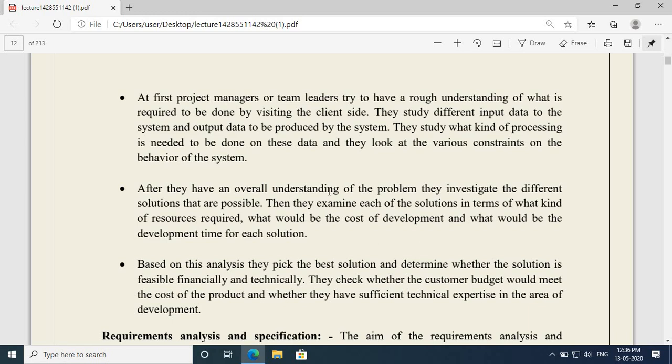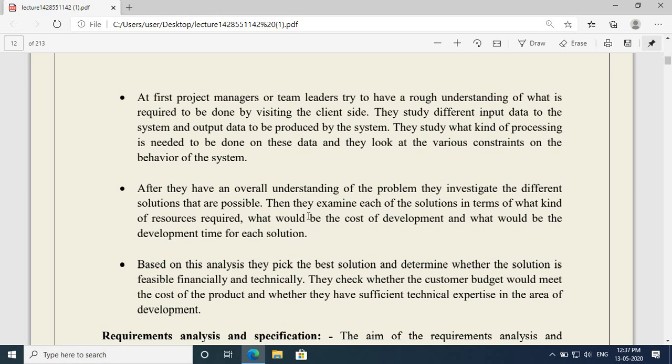After that, they have an overall understanding of the problem. They investigate the different possible solutions to the problem. Then they examine each of these solutions in terms of what kind of resources are required, what would be the cost of development, and what would be the development time for each solution. After examining them, they decide the cost, development time, and number of people. These things are important. What is the cost for developing the software? In how much time is the software developed? Let us consider 1 year, 2 years, 3 years, 6 months, 7 months.